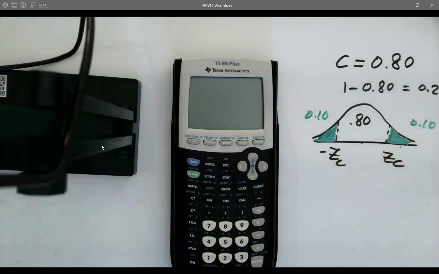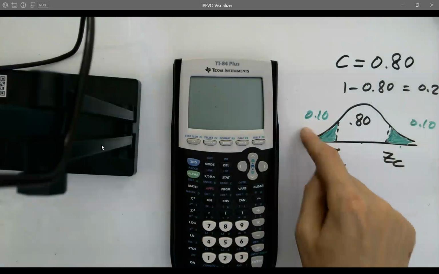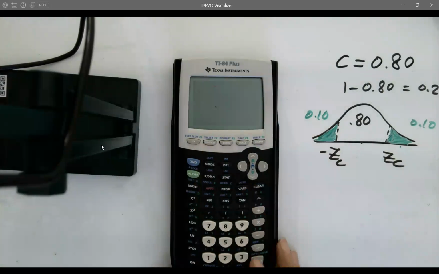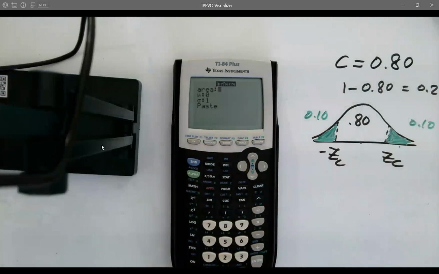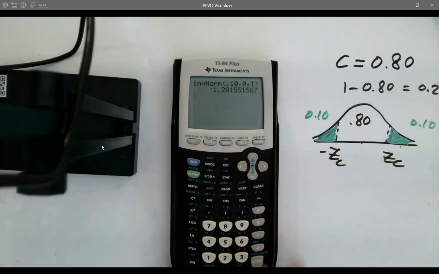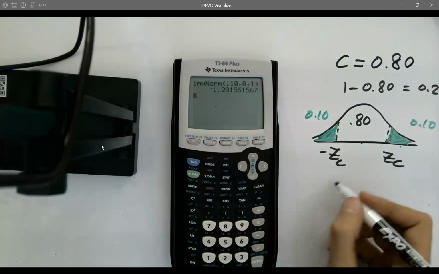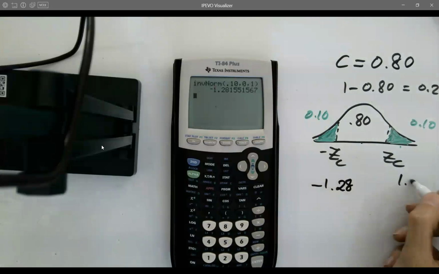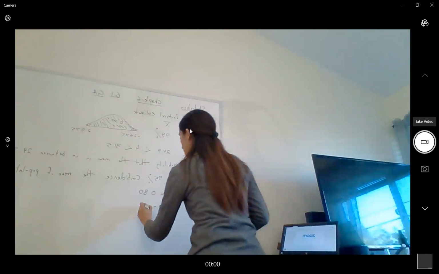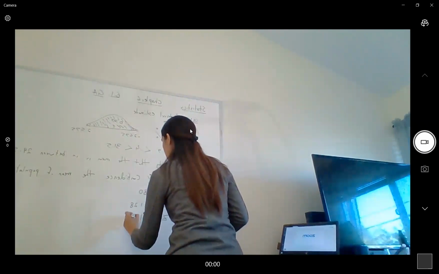Okay, now we use inverse norm because we have the area. We want to find the z-value. So let's turn on the calculator. Second, inverse norm, and the area is 10%, 0.10, the mean is 0, standard deviation is 1, and here we have negative 1.28, and positive 1.28. So negative 1.28 and positive 1.28.